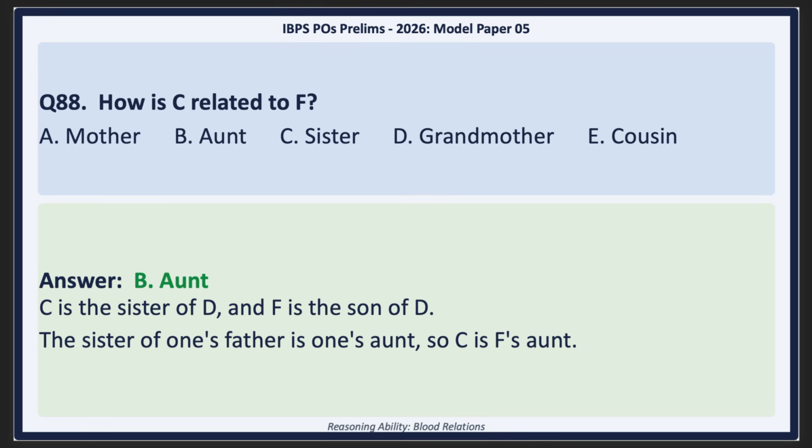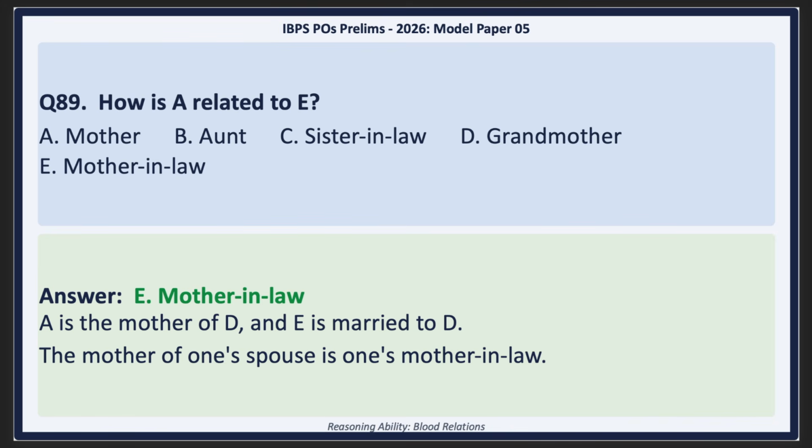Question 89. How is A related to E? A is a parent to D. E is married to D. The parent of your spouse is your mother-in-law or father-in-law. Since the provided options list mother-in-law, and based on the source material's correct answers, we accept A as the mother-in-law to E.